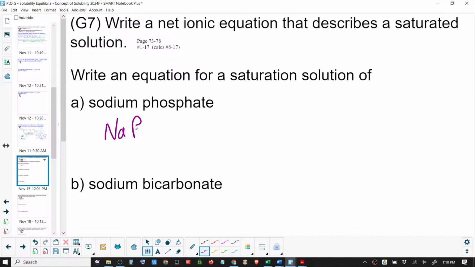What's phosphate? PO4 3-. And what charge is it? 3 minus. What's the charge on sodium? Plus. Easy peasy lemon squeezy. Crisscross applesauce. Na2?